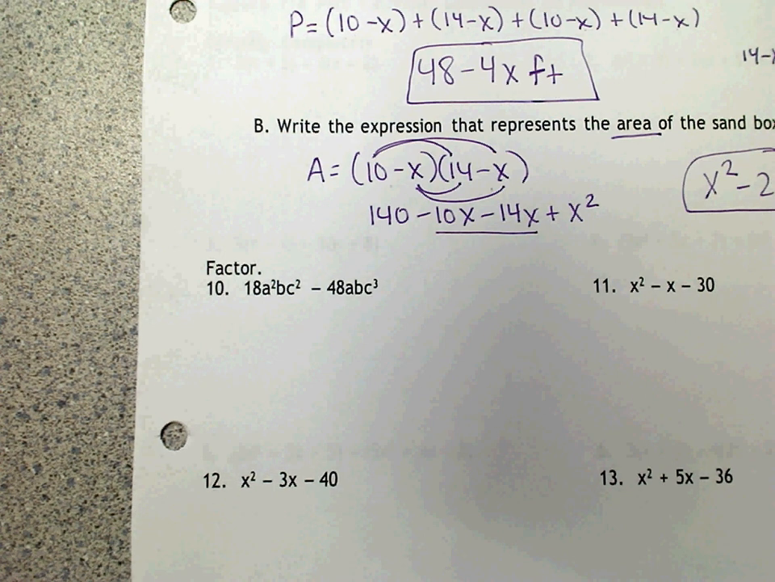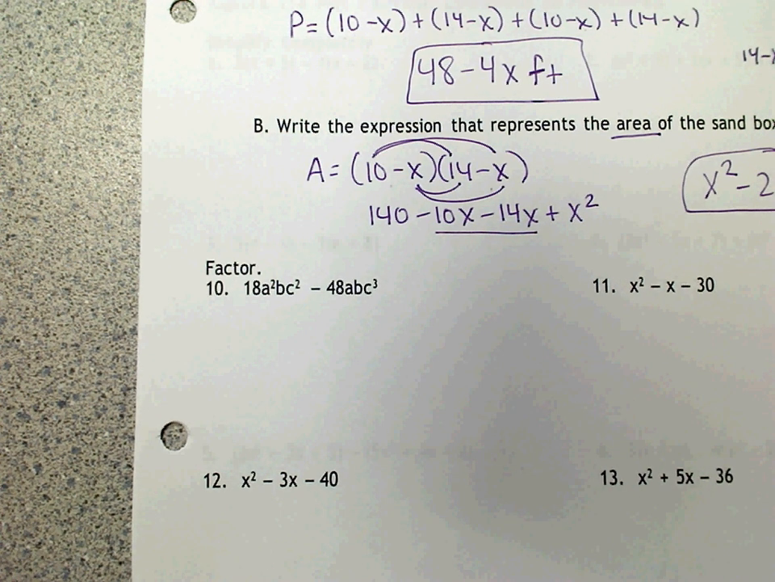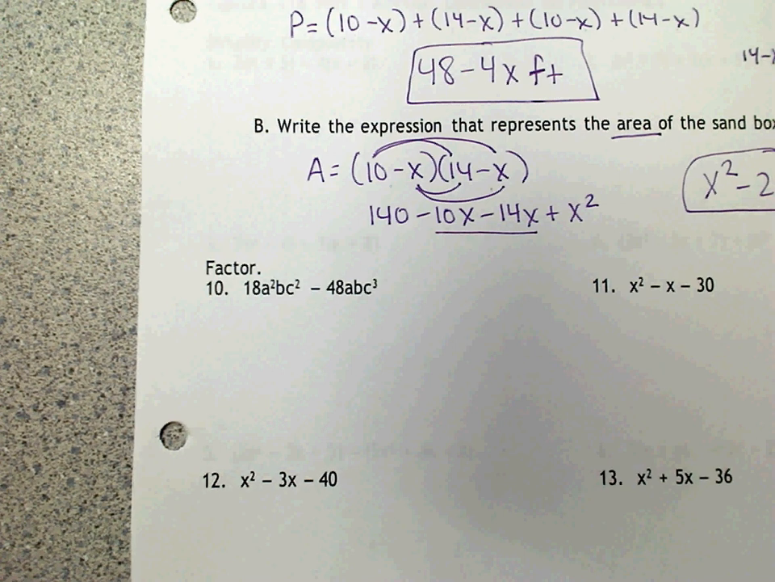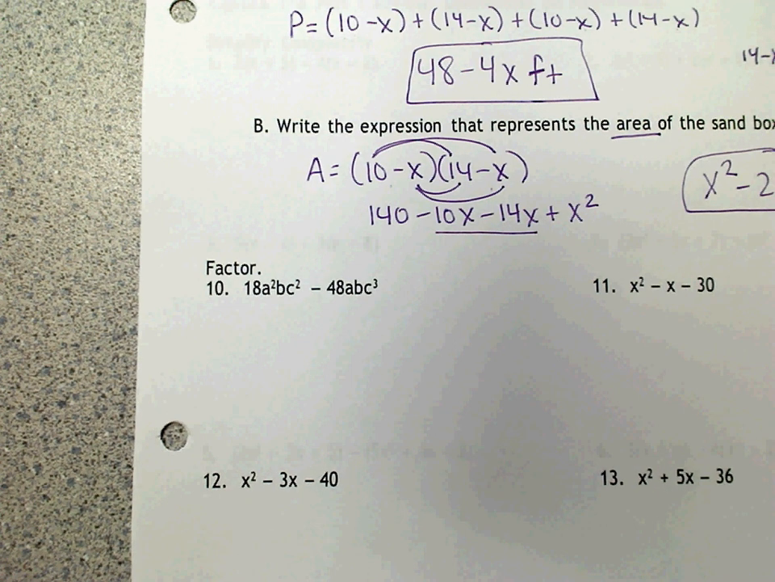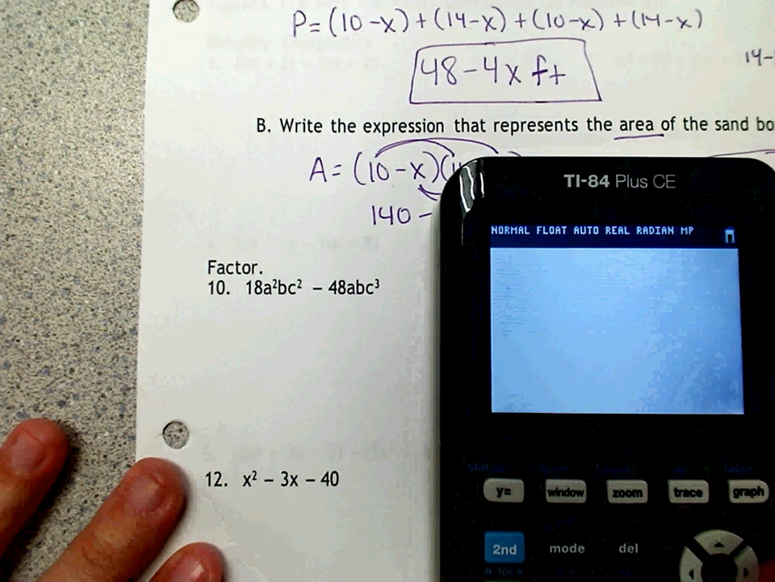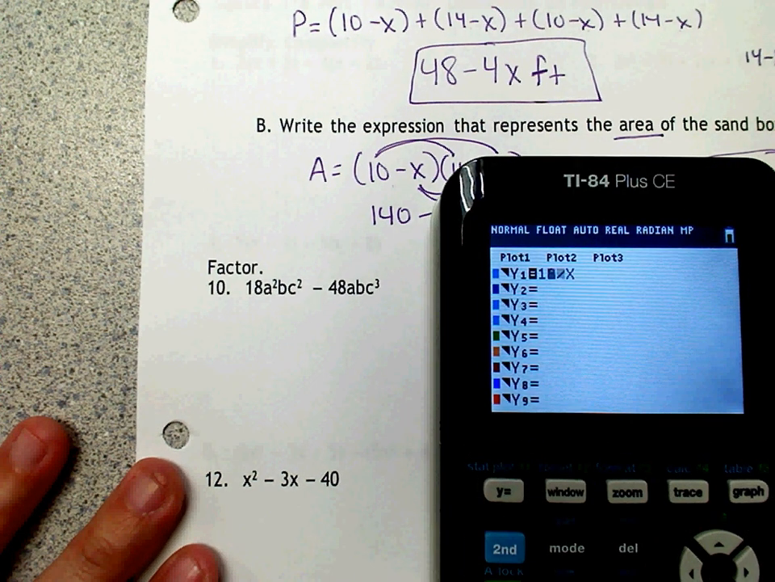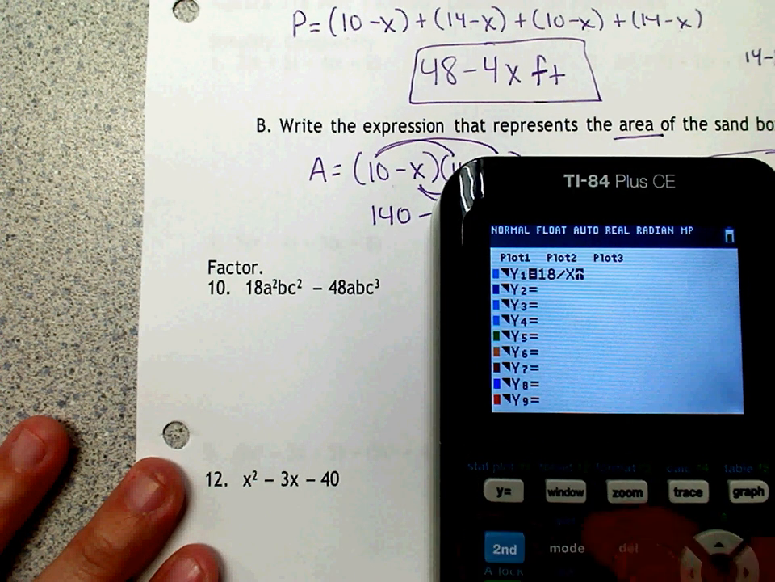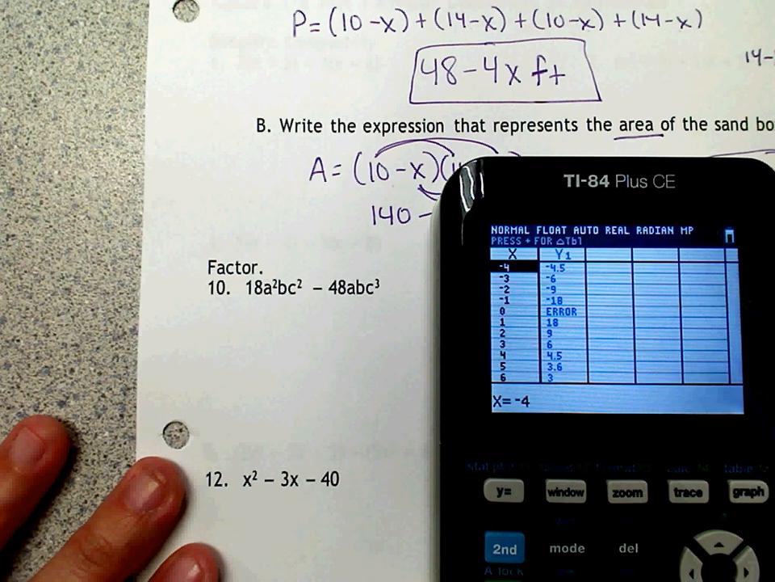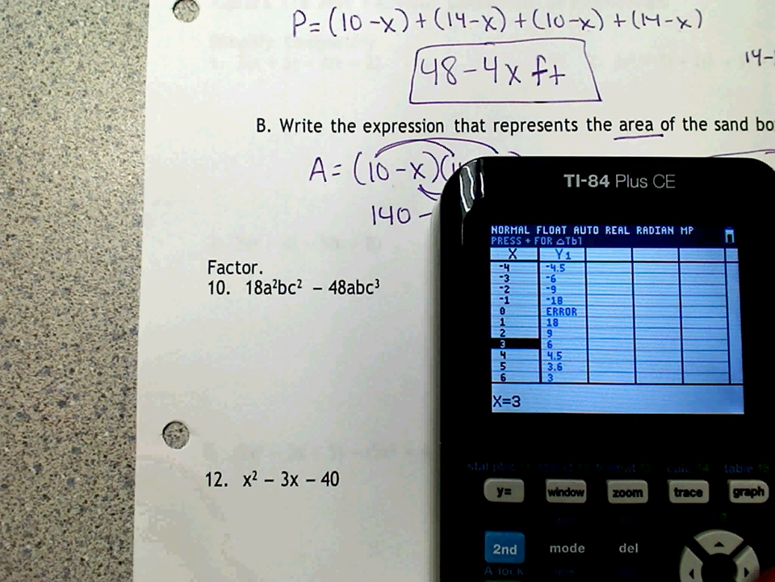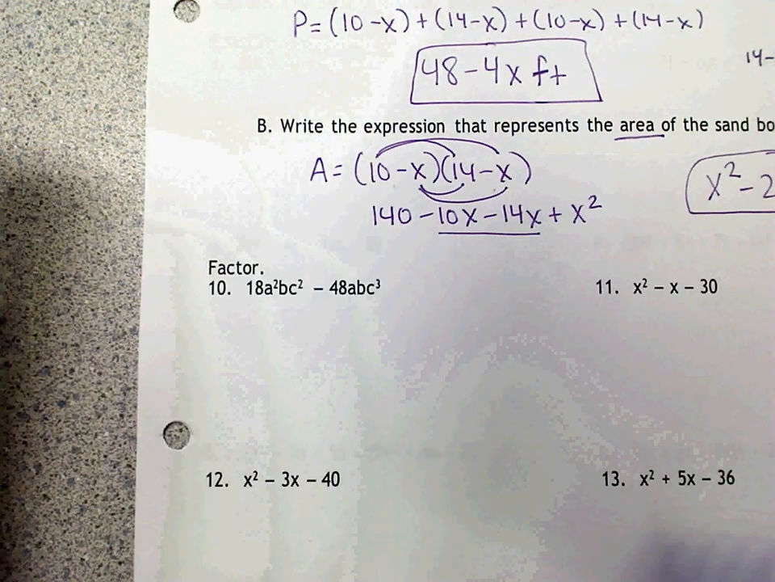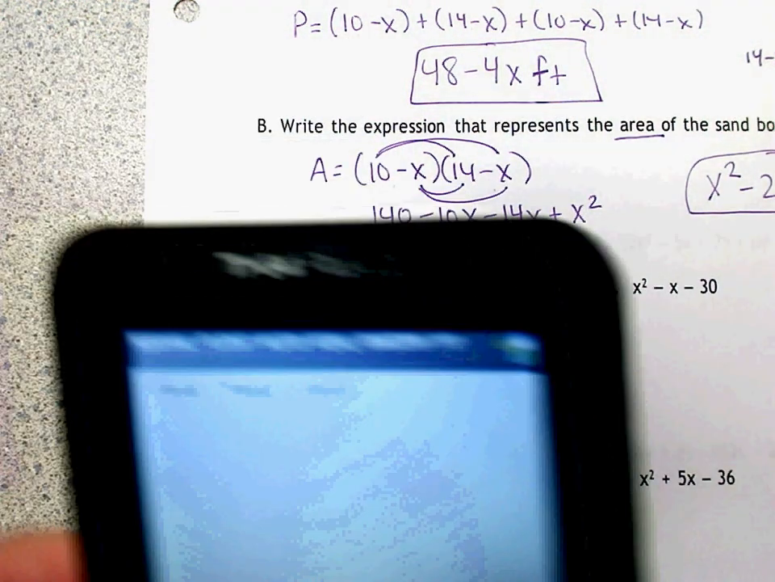If you need to write those out, then you can make a list, or you can look in your calculator. You can go to y equals and type in 18 divided by x, and then you can look at your list. So you've got 1 and 18, 2 and 9, 3 and 6, and then they start repeating, okay? Do the same thing with 48.